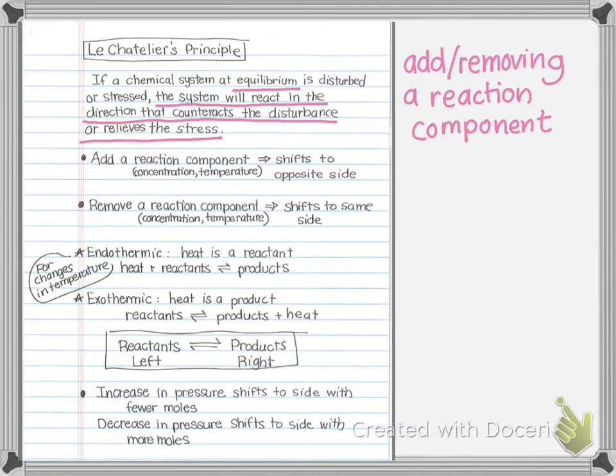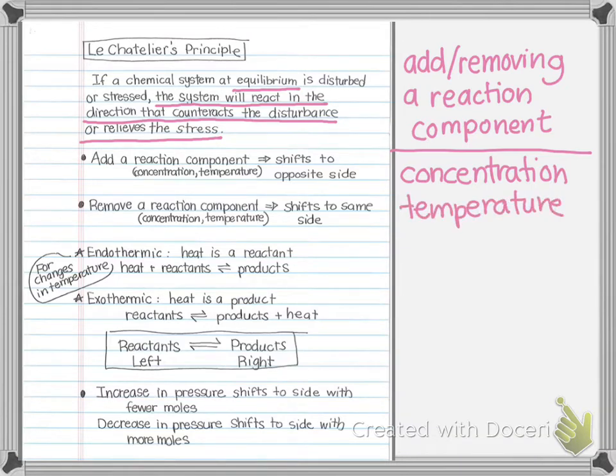So let's see how a reaction responds when we change some of these things. Let me write them down. Things like concentration, that's a reaction component. Temperature, reaction component. Pressure. These are the three that we're going to investigate. These are all components of a reaction that, when we add and remove them or change them, cause stress or disturbance to a system.